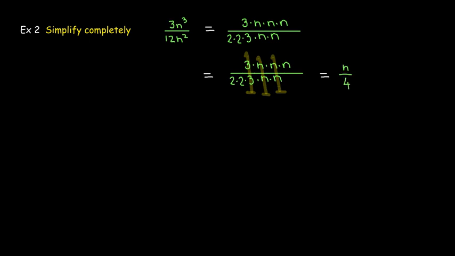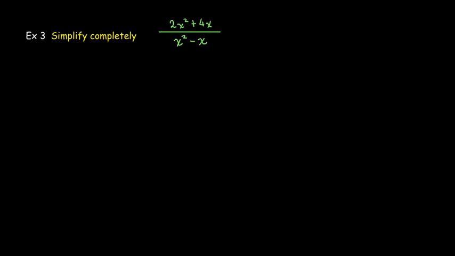Let's look at a more complicated algebraic fraction. We will start by factoring the numerator and the denominator completely. In the numerator, we have a common factor of 2x. x plus 2 is what's left in parentheses. And then x squared minus x has a common factor of x. So I have an x over an x. Both of these x's are factors.